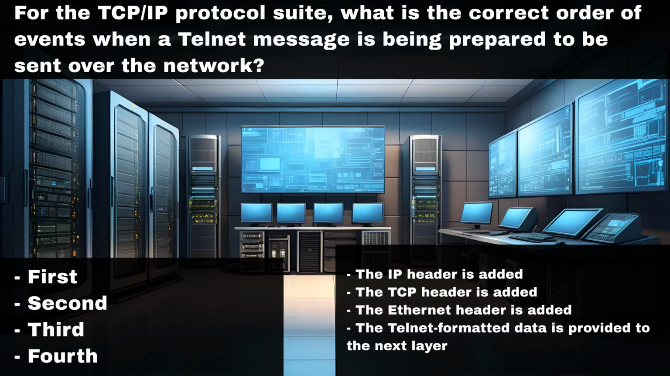For the TCP/IP protocol suite, what is the correct order of events when a telnet message is being prepared to be sent over the network? The choices are: the IP header is added, the TCP header is added, the Ethernet header is added, the telnet formatted data is provided to the next layer.